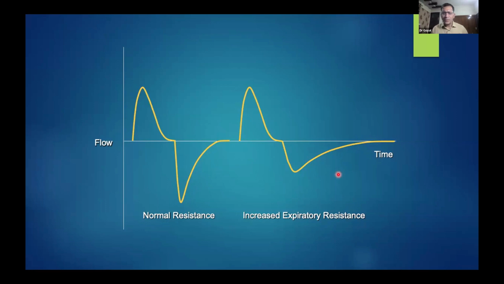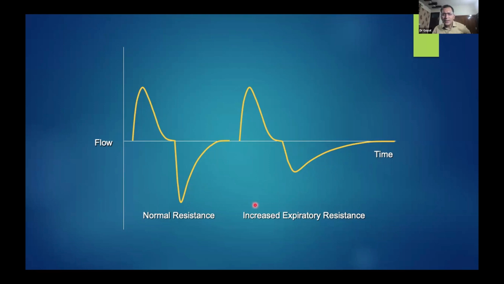Just by looking at this, you can say there's some resistance. Probably if you auscultate and you see there is a sign of wheezing or bronchospasm, you use a bronchodilator, and then you see the change in the flow time curve. And you can see the curve might change back from this to this.